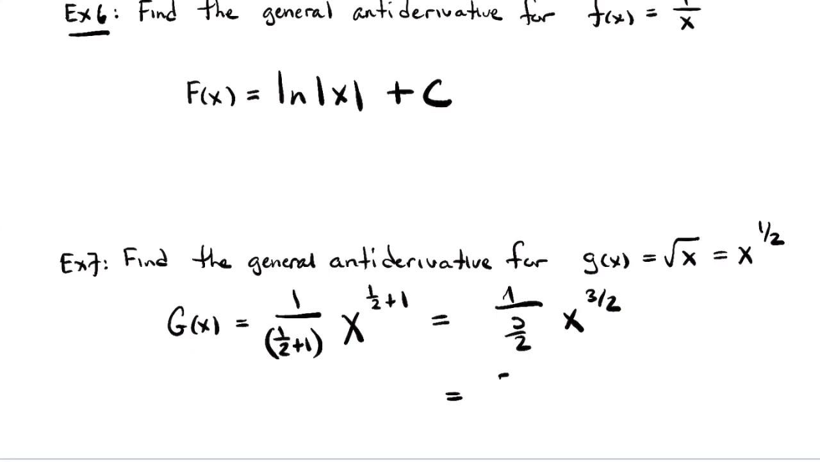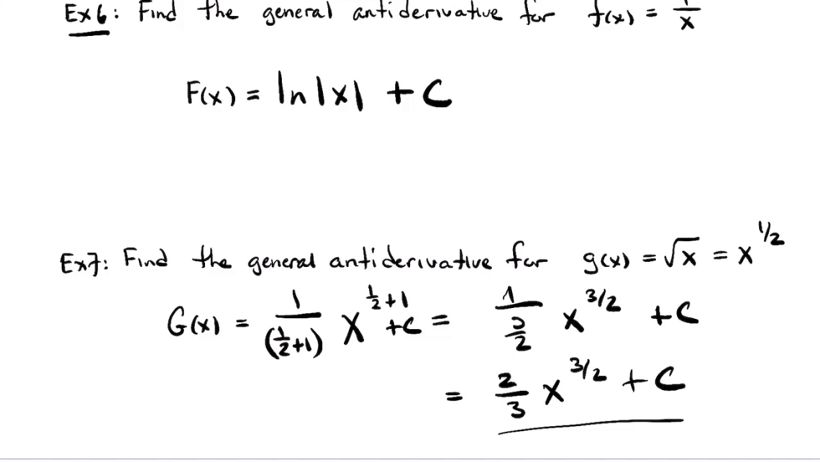But 1 over 3/2 is kind of an ugly way of writing 2/3, right? It's the reciprocal. And we wanted the general antiderivative everywhere. So shame on me. I should have been adding c to all of these things. So there's our general antiderivative for the square root of x. It's 2/3 x to the 3/2. Check it. Stop the video and check it with differentiation.